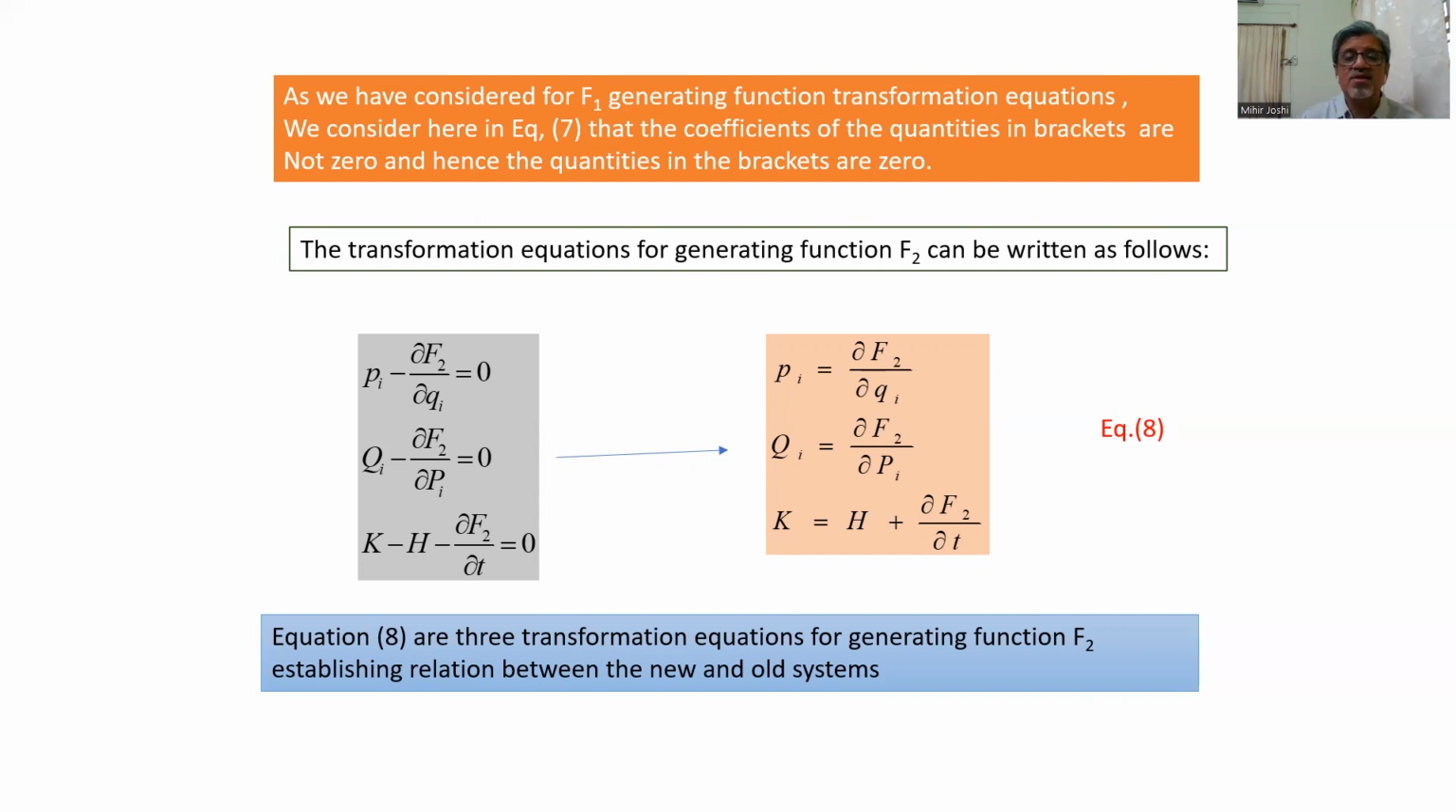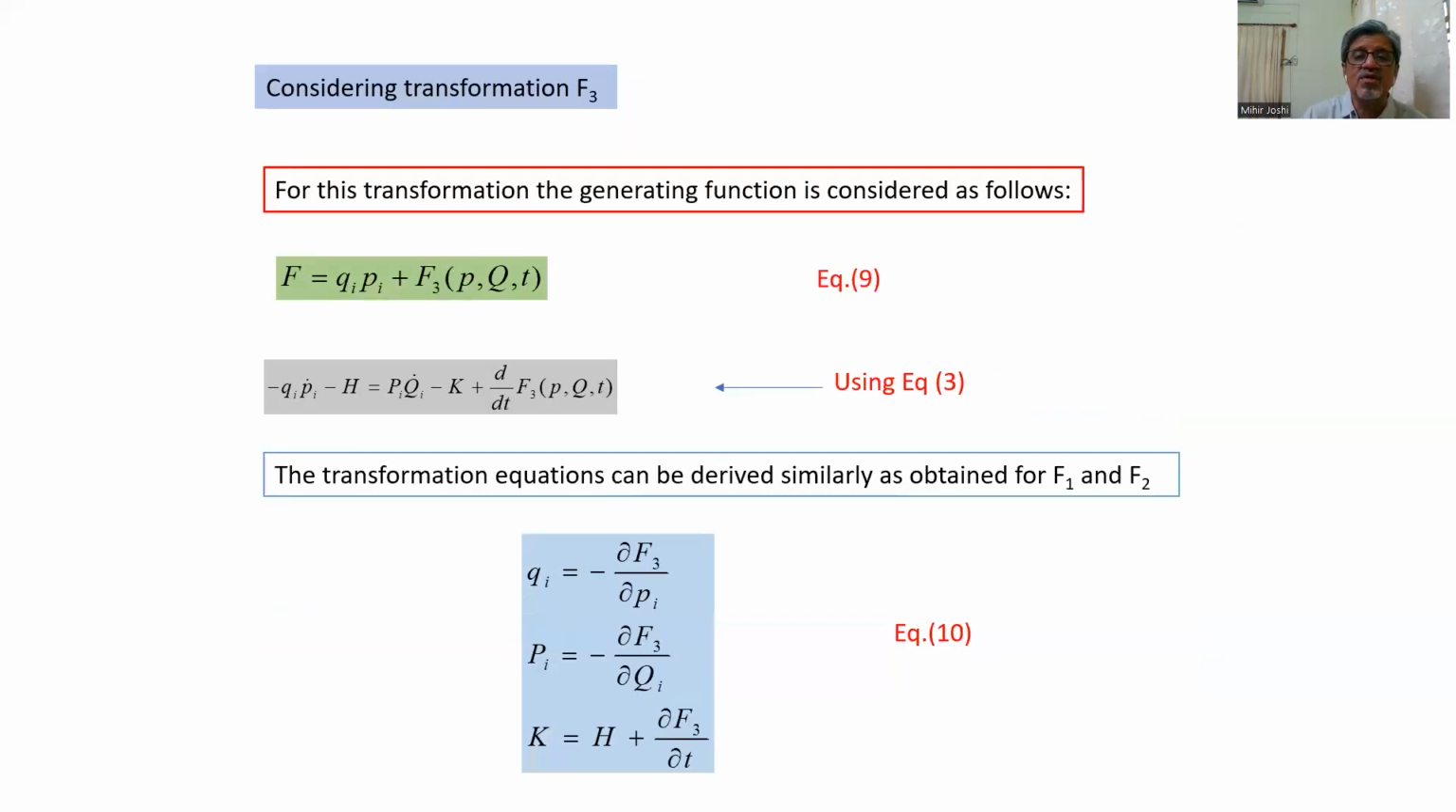So these are 3 more equations. And one can notice that in equation number 8, there is no minus sign. All the quantities are having a plus sign. So pi is equal to del f2 by del qi, capital qi is equal to del f2 by del pi, and last equation is as usual. So there is no negative sign in any transformation equation.